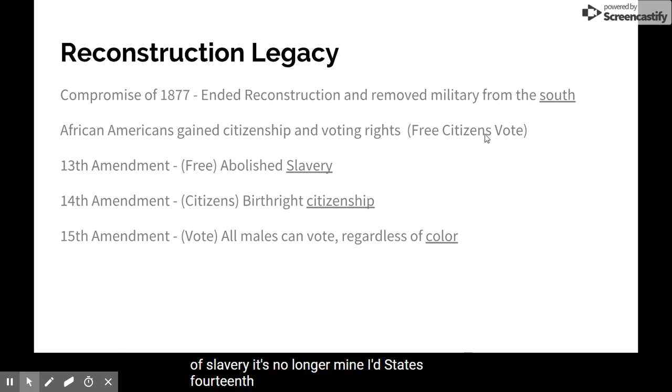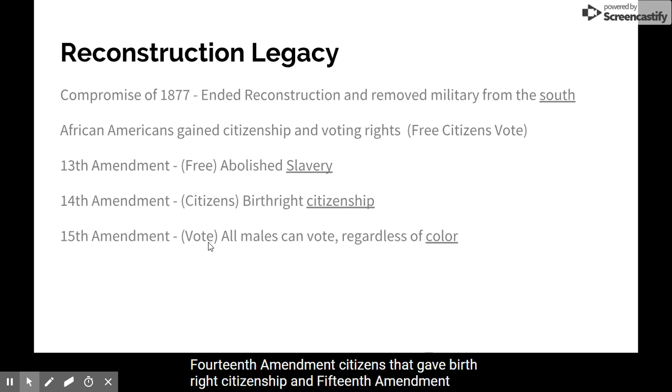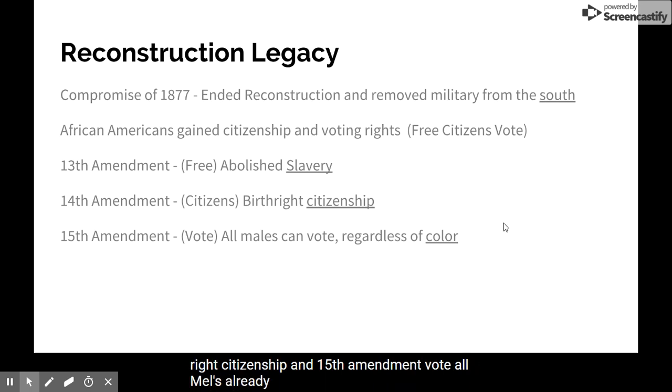14th Amendment, citizens, that gave birthright citizenship. And 15th Amendment, vote. All males can vote regardless of color. So remember, free citizen vote. 13th Amendment is free. 14th Amendment is citizens. And 15th Amendment is vote. All of these amendments helped African Americans.